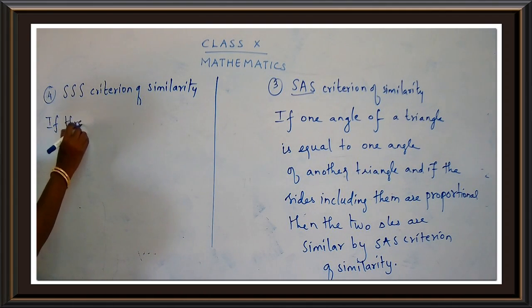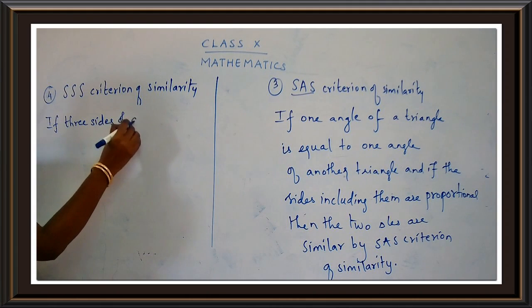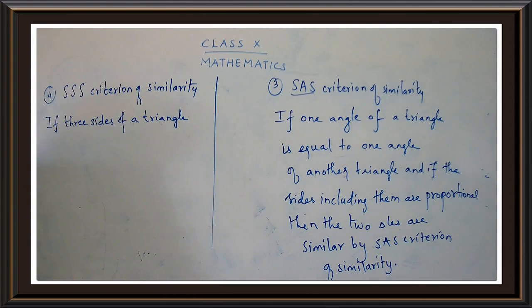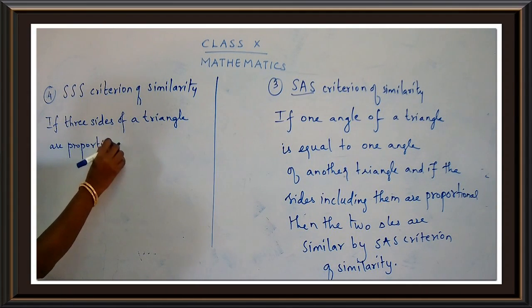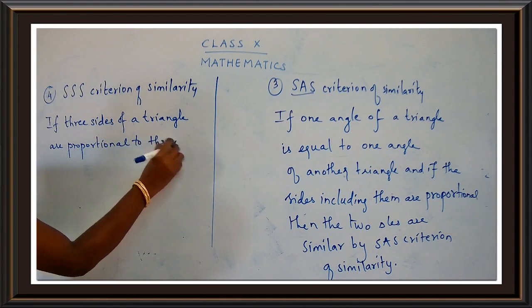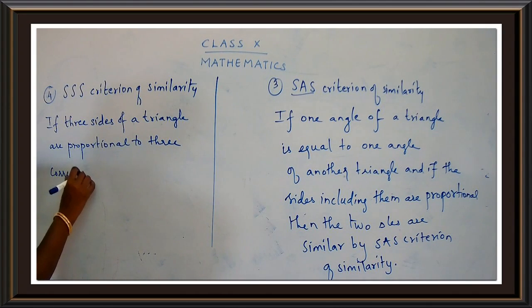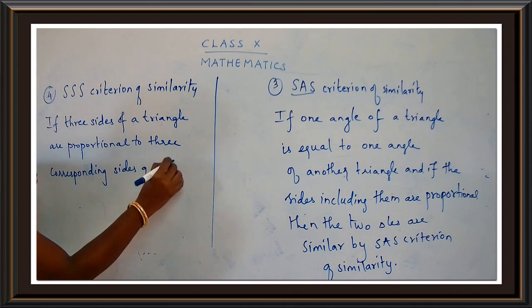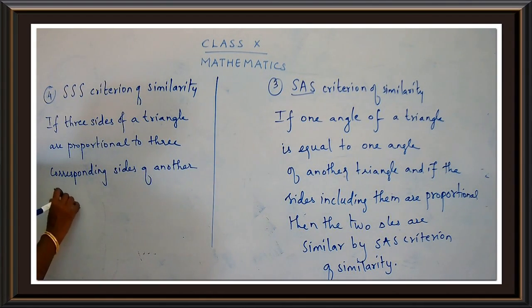If three sides of a triangle are proportional to three corresponding sides of another triangle, then the two triangles are similar.